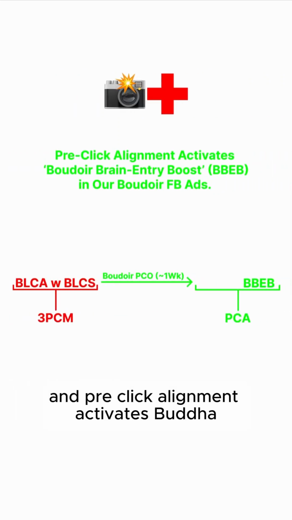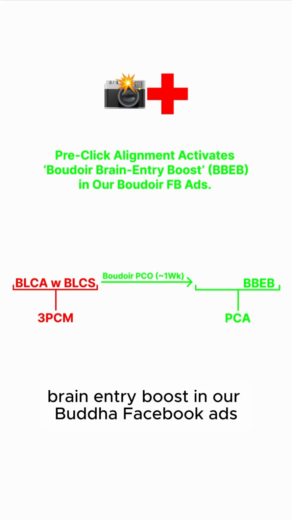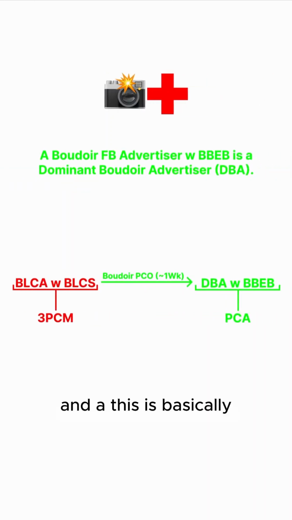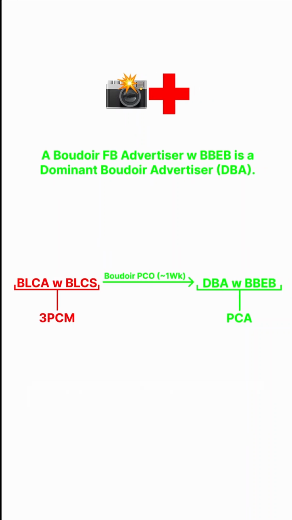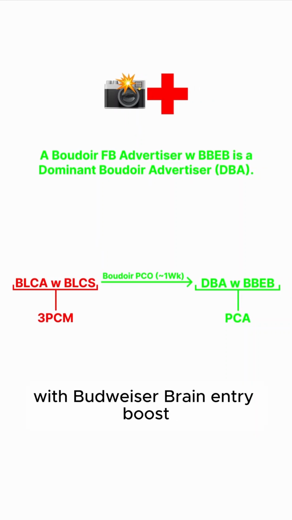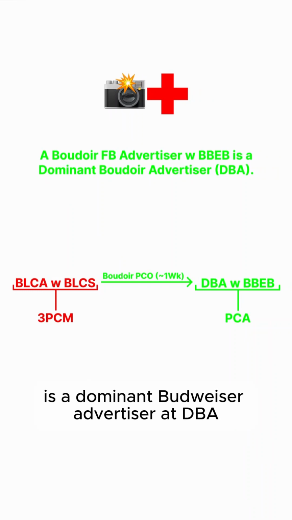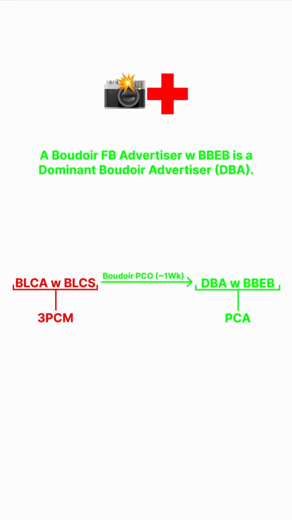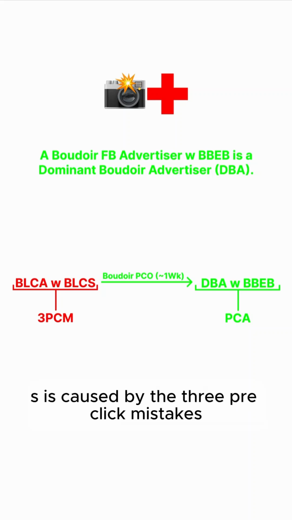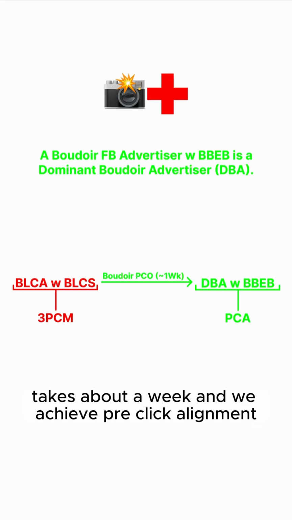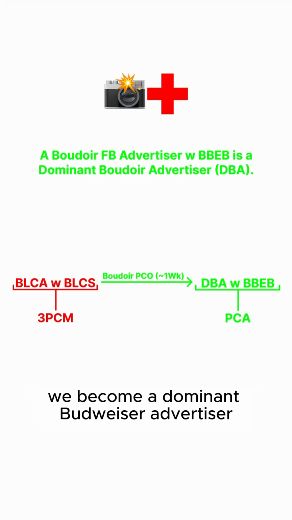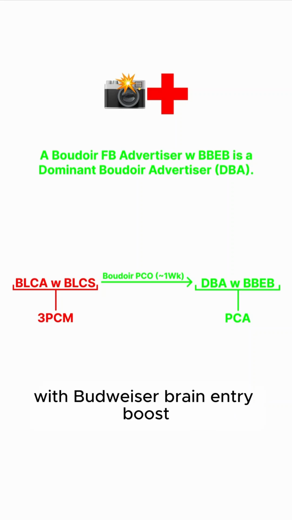And pre-click alignment activates Boudoir brain entry boost in our Boudoir Facebook ads. And this is basically we got our unique CTR all above 6%. And a Boudoir Facebook advertiser with Boudoir brain entry boost is a dominant Boudoir advertiser, a DBA. So we got our full universe here. A BLCA with BLCS is caused by the 3 pre-click mistakes. That's fine, easy enough. Treated with Boudoir Pico takes about a week, and we achieve pre-click alignment. We become a dominant Boudoir advertiser with Boudoir brain entry boost.